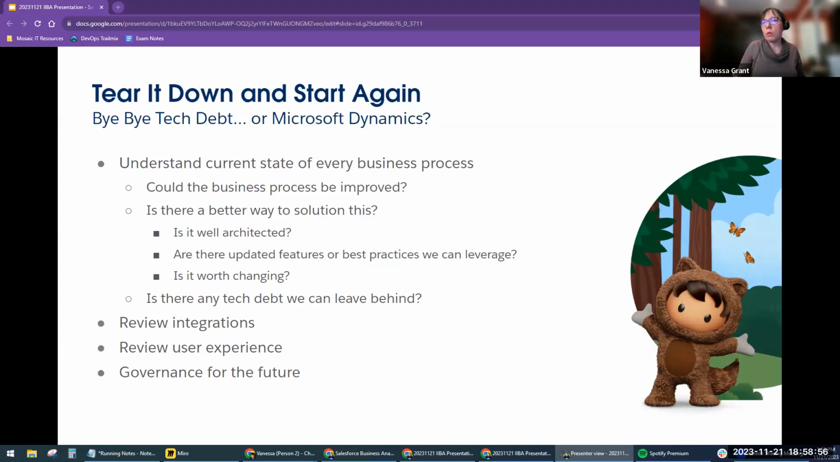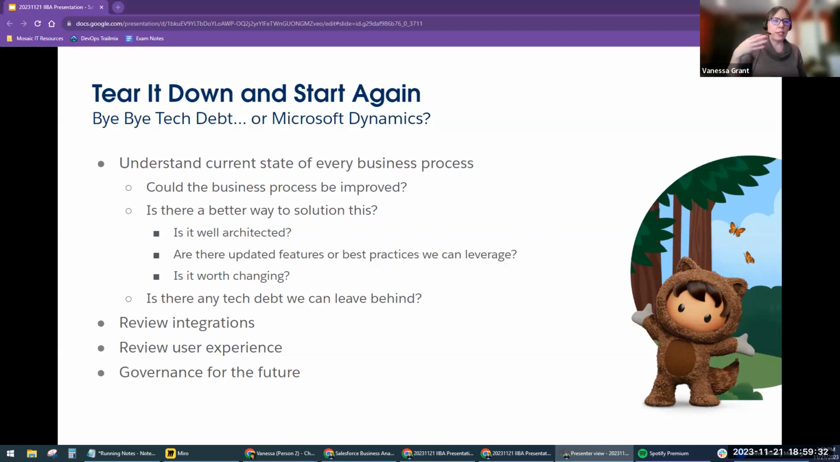When I was doing Microsoft Dynamics tear down and start again, there were certain processes that had to be done a certain way in Dynamics because of the way that Dynamics was architected. So it didn't have the solution, or it didn't have the way to do things the way that they really wanted to, but Salesforce did. So it's a good time to really re-examine every process. Could the business process be improved? Is there a better way to solution this? We don't need to do it the same way we did it before.